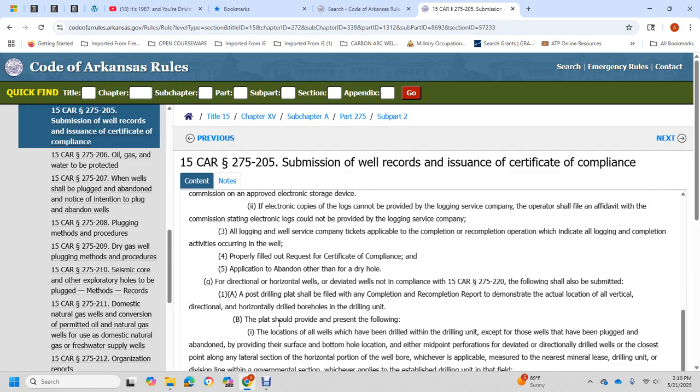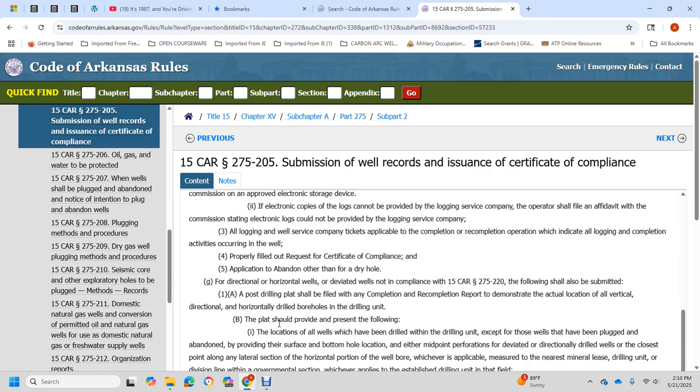Electronic copies of the logs cannot be provided with the logging server, the company or operator shall file with the commission stating the electronic log that cannot be provided with the logging server, the company. Logging well server, the company to take with the applicable completion or recompletion operation, which indicates the log completion of the activity occurring with the well, with the property file, with the request for the certificate.